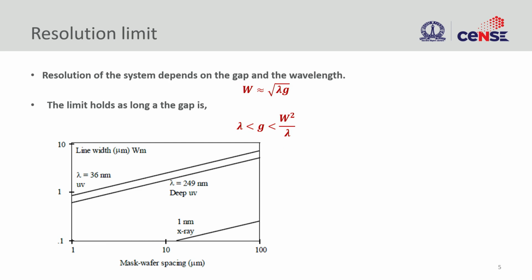And then we need to know about the resolution of this technique. So, the resolution of the proximity printing depends on the gap and also your wavelength, right. So, W is the resolution, the width depends on the square root of your wavelength and your gap. This is very much understandable because your wavelength dictates your scattering, right. As I already mentioned, based on your wavelength, your light scattering is limited, right.